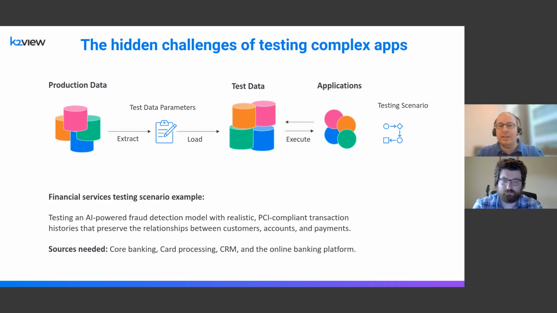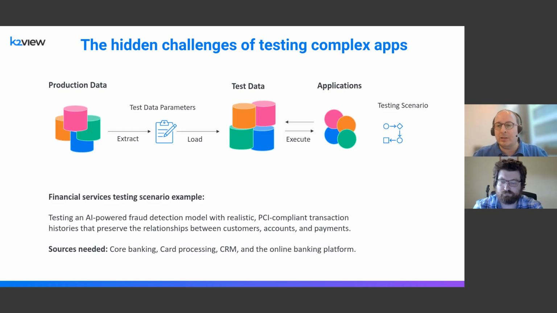So I want to kick things off by giving a very common scenario to highlight why having rich, robust, secure test data is a necessity. So if, for example, you're in a QA team in a financial services company like a bank or insurance company or a payment processor, so let's say you're testing an AI-powered fraud detection model. Now, in order to do fraud detection, you need to look at a lot of transactions.